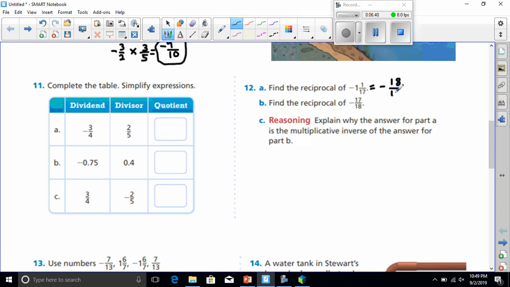over 17. But remember, they're saying they want the reciprocal. The reciprocal means we're going to turn this upside down. So the reciprocal will be negative 17 over 18.